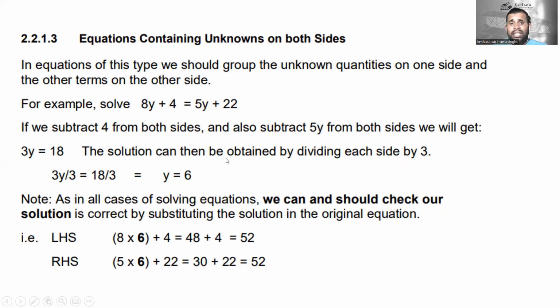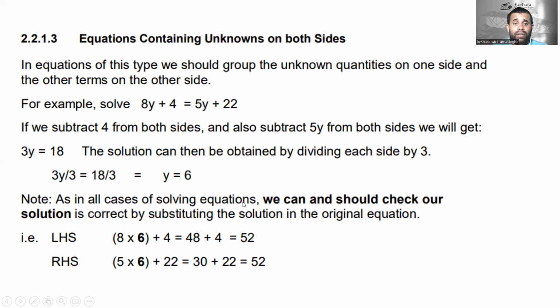The solution can then be obtained by dividing each side by 3. So then how to get the y? We have to divide both sides by 3. So if we divide both sides by 3, then y should be equal to 6.